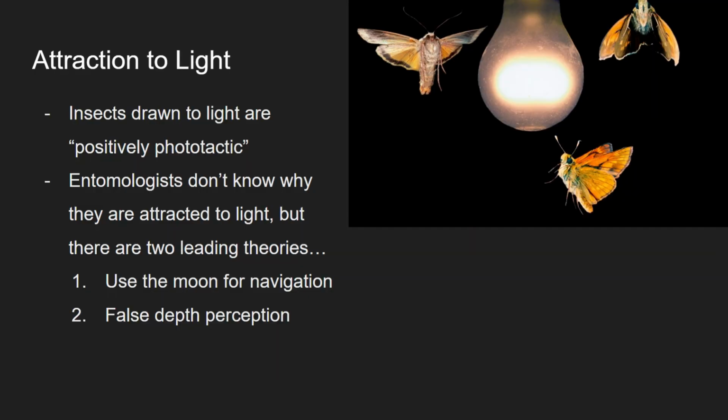So their attraction to light, something I found very interesting, is that entomologists don't know why they're attracted to light. But there are two leading theories so far. The first one is that they use the moon for navigation, and the second one is that they have false depth perception. And they're also called positively phototactic when an insect is drawn to light.